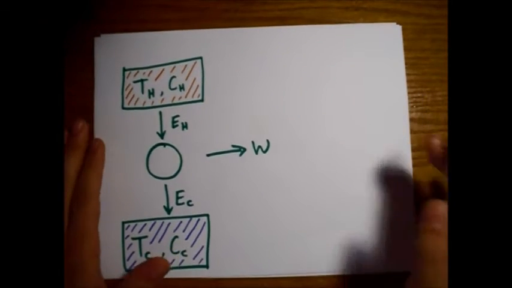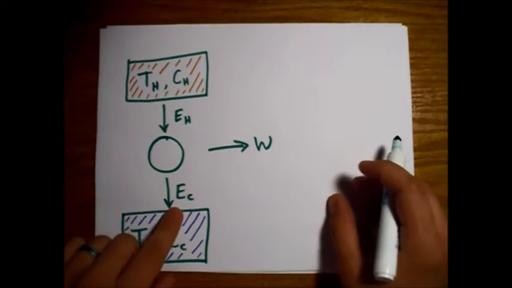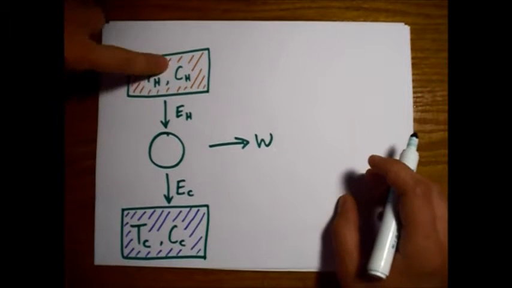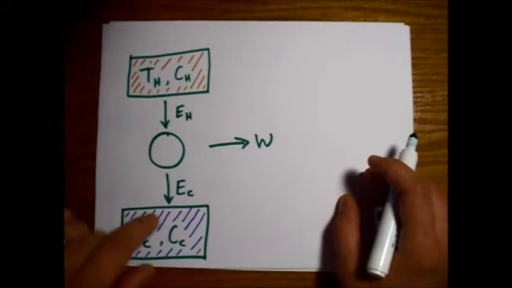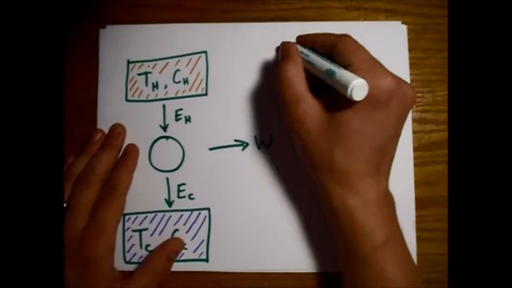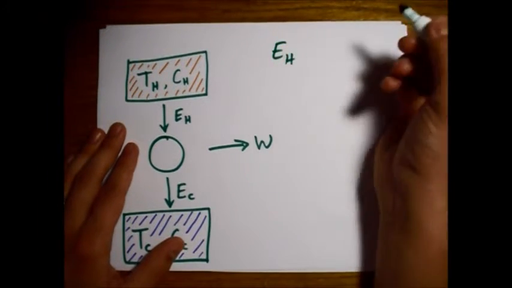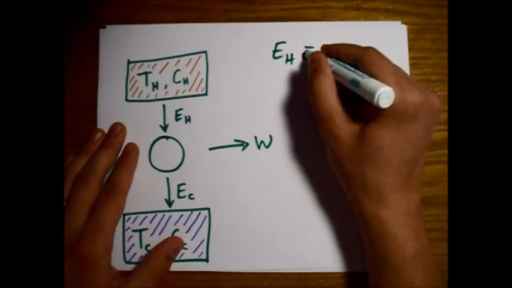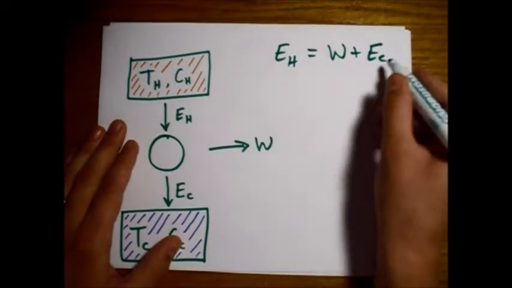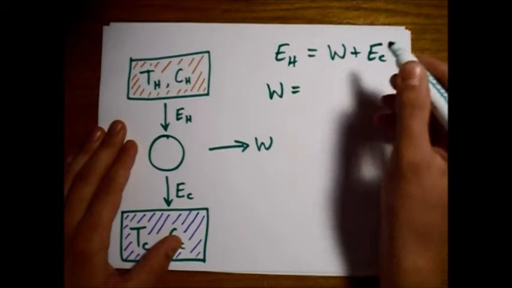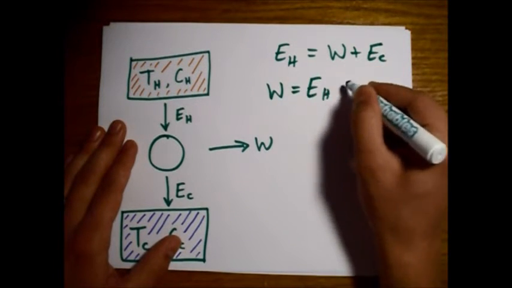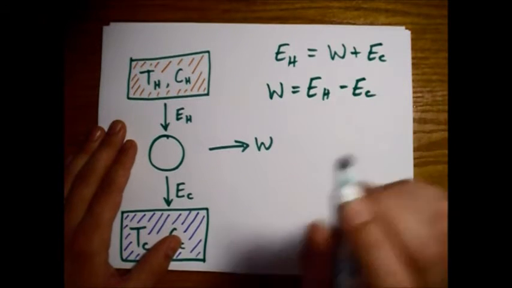So first, what we're going to do is just simple addition, like conservation of energy, right? There's one arrow going in and two arrows coming out, so this one going in must equal these two. So the energy going in, EH, is equal to W plus EC. All right, so we can solve this for our work, which is W is equal to EH minus EC.